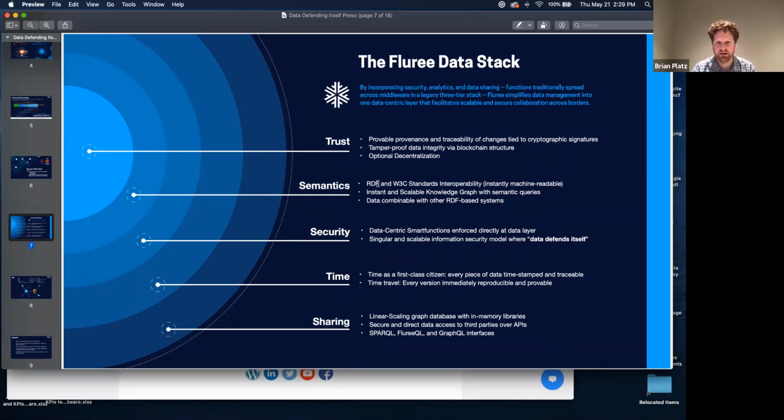So the first kind of piece that we're going to talk about is this concept of trust. And there's two main components that we're going to focus on for the rest of this presentation. How do we build this cryptographic trust into the data? How do we know that data hasn't been tampered with? How do we know who put data in there? And this all comes down to how we fundamentally store data. And as I mentioned a couple times, we store data as an append-only log in a format called RDF. And RDF is, again, a World Wide Web consortium standard for data.